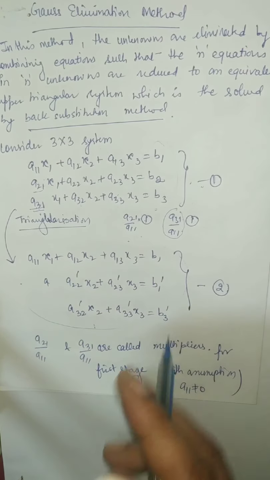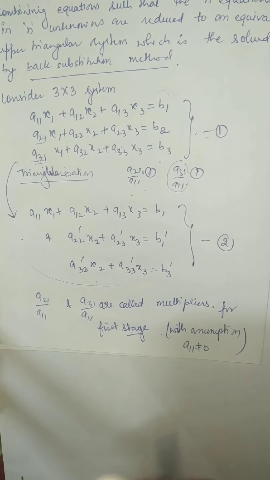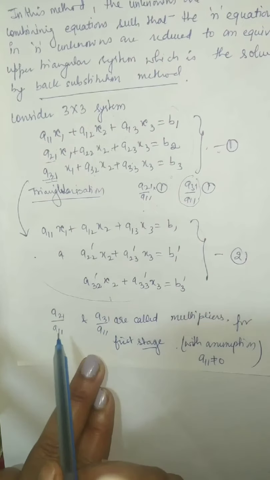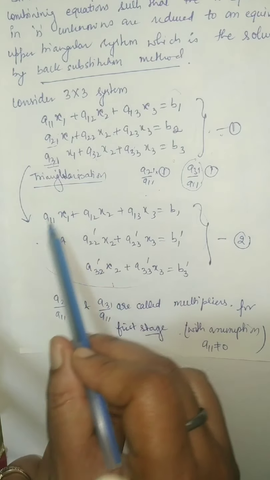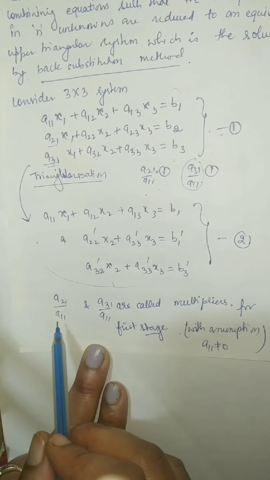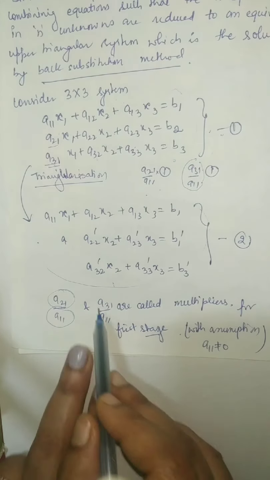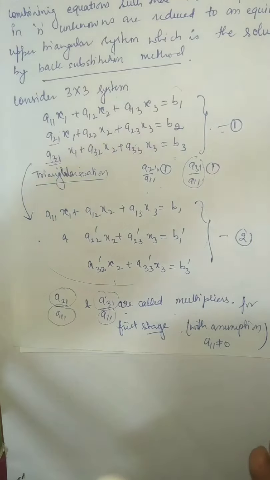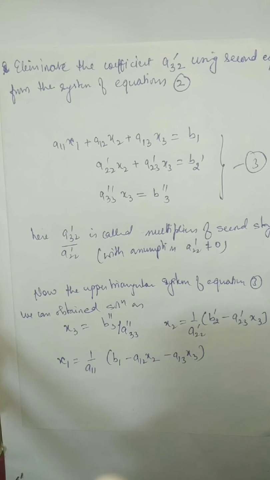Okay, then again we have to form the upper triangular matrix, so we have to do the same process with the remaining linear system of equations. The numbers a21 over a11 and a31 over a11 are called multipliers for the first stage. In this stage we have assumed that a11 is not equal to 0.